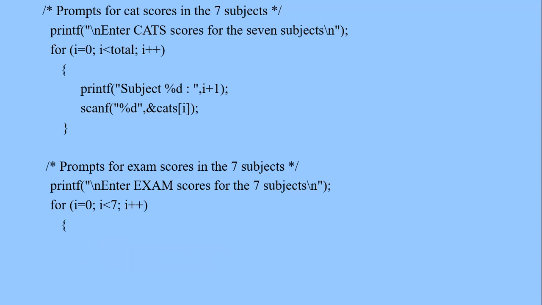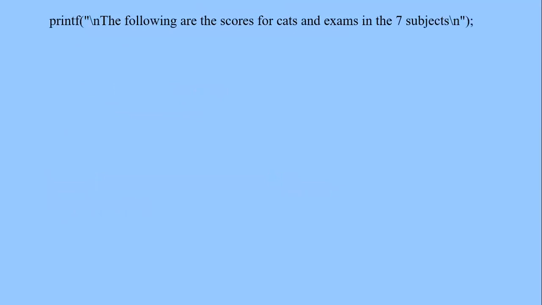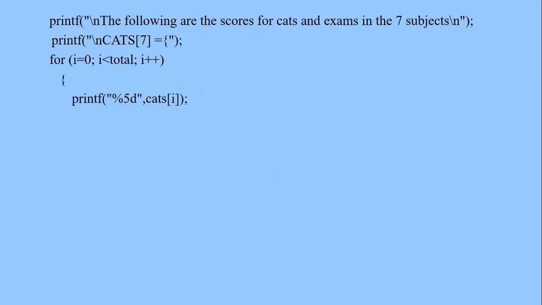And then that will continue. The loop will continue until the value of I is no longer less than 7. And therefore, that loop will end. The 7 subjects will have been entered. And therefore, the next statement will be: the following are the scores for CATs and exams in the 7 subjects. So we are going to display the 7 subjects, whereby this for loop will be used to output the values as stored in the array that we are having.